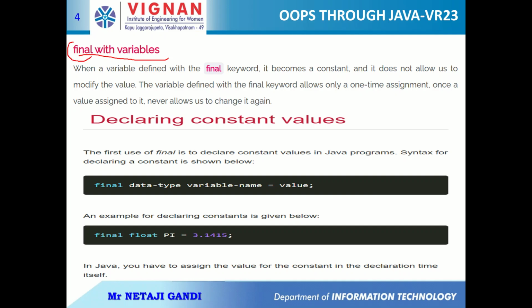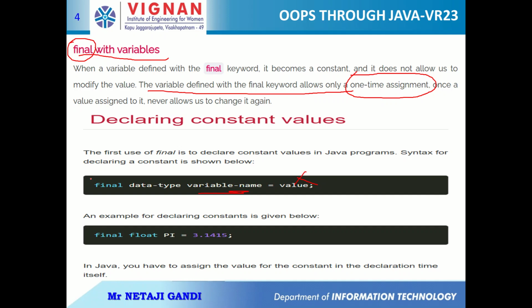Final is the most secured and powerful keyword. Once we give the final keyword to a particular variable, the variable value cannot be modified. It is a fixed value. A variable defined with the final keyword allows only one time assignment. It cannot be modified. If you change the value, the compiler automatically generates an error. So is it clear for the first point, the final keyword with variables?